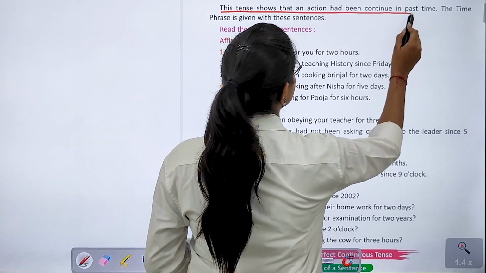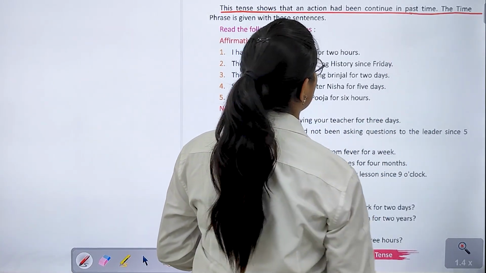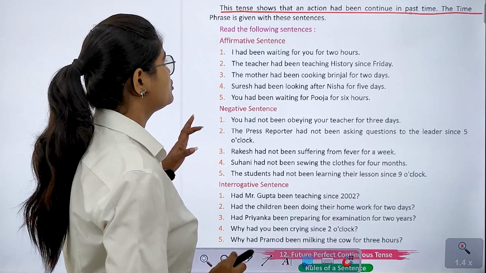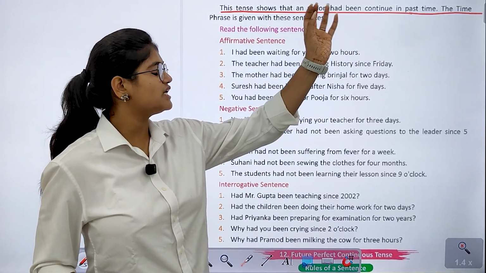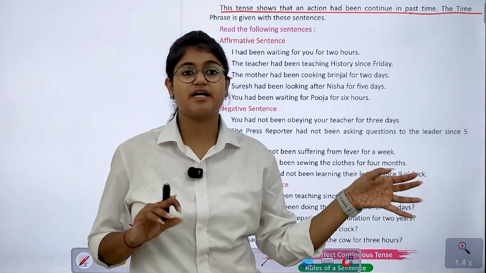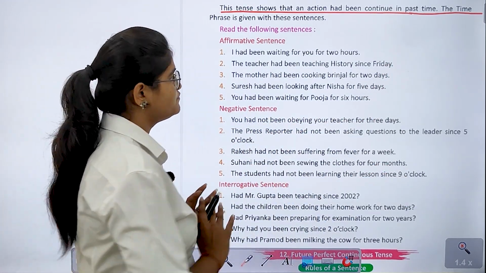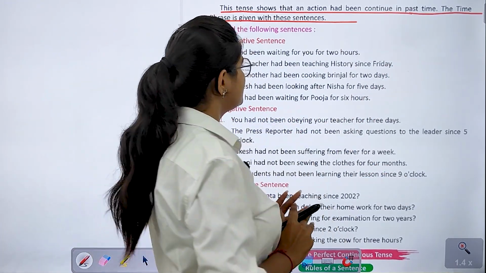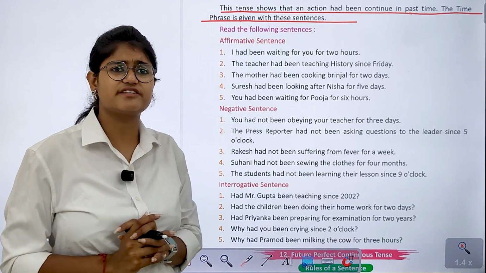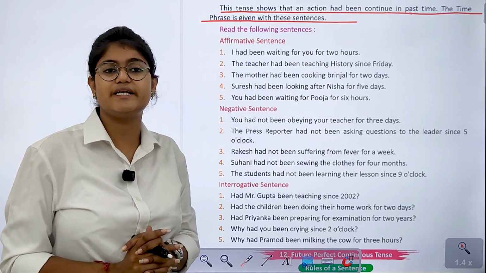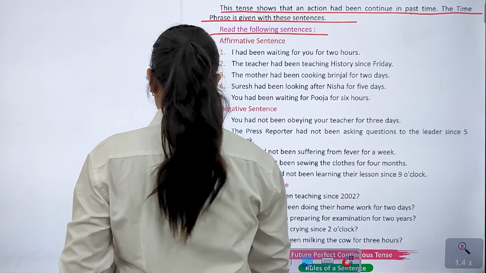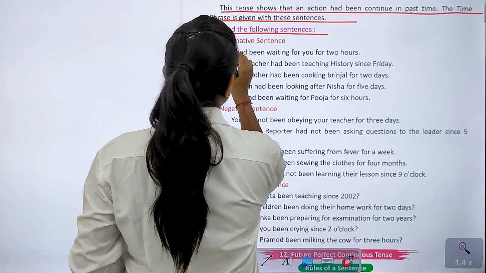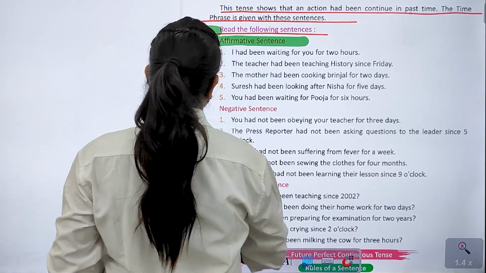This tense shows that an action has been continuing in the past time. तो ये tense हमें दिखाता है कि जो भी काम है वो पास्ट टाइम में कंटिन्यू किया जा रहा था. The time phrase is given with these sentences, कि इन सेंटेंसेस के साथ टाइम फ्रेज जो है वो यूजुअली मेंशन किया जाता है. So read the following sentences, and the first ones are the affirmative sentences.